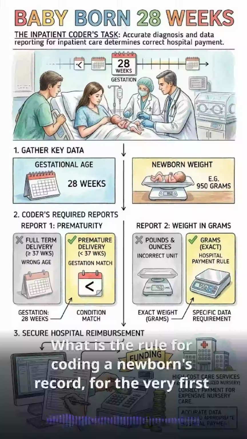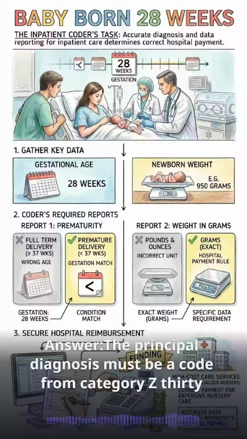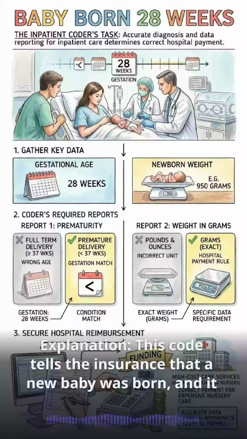98. What is the rule for coding a newborn's record for the very first time after birth? The principal diagnosis must be a code from category Z38 for a live-born infant. This code tells the insurance that a new baby was born, and it starts their medical history.